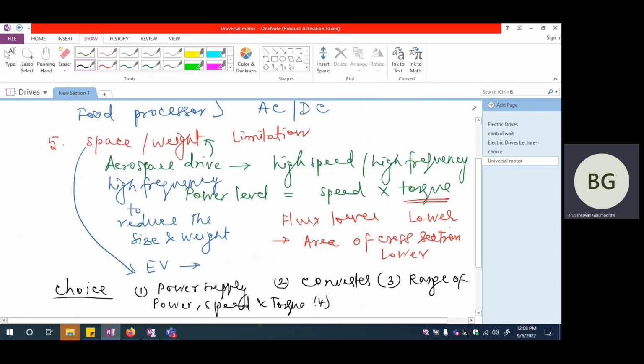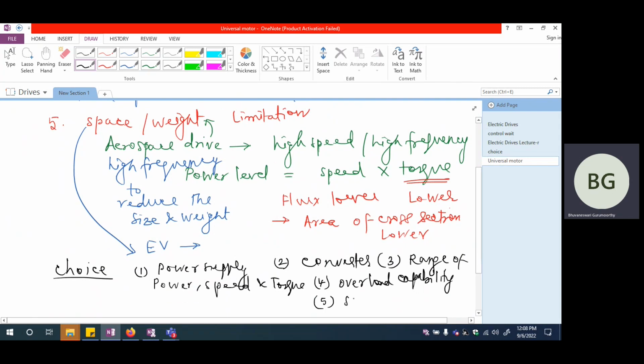The fourth one that we talked about was the overload capability. And the fifth one, what we talked about was space and weight limitation. So these are the five factors that we need to consider. Of course, transient performance, how quickly the drive responds to the needs of the driver in an electric vehicle, or to the needs of an operator in any industrial drive. These are also extremely important.